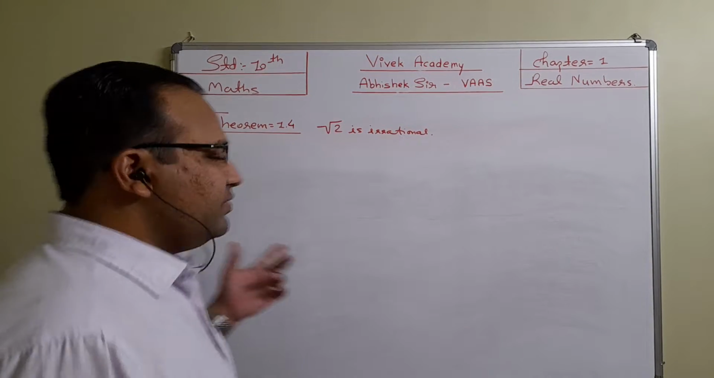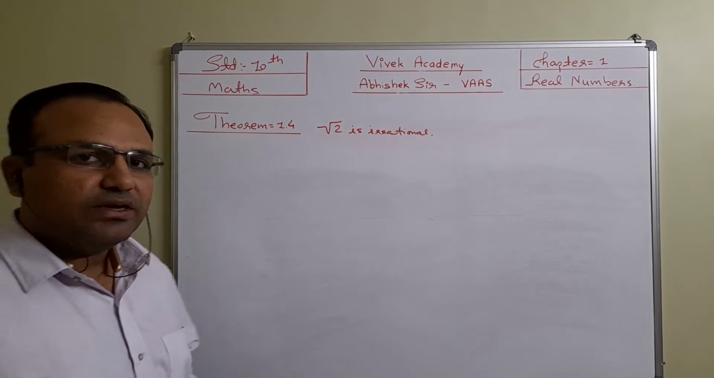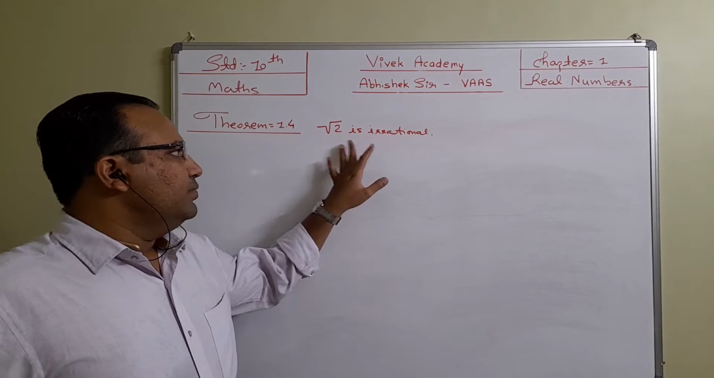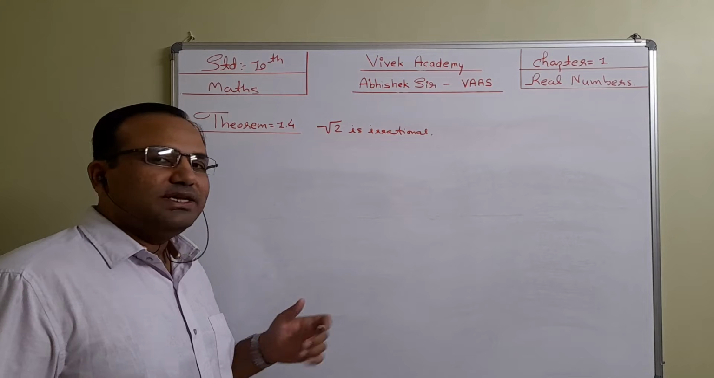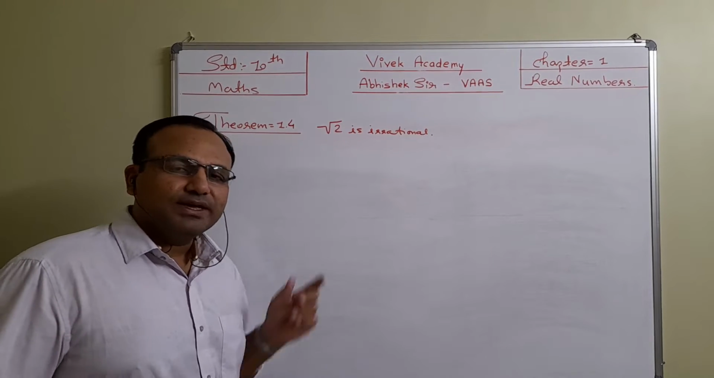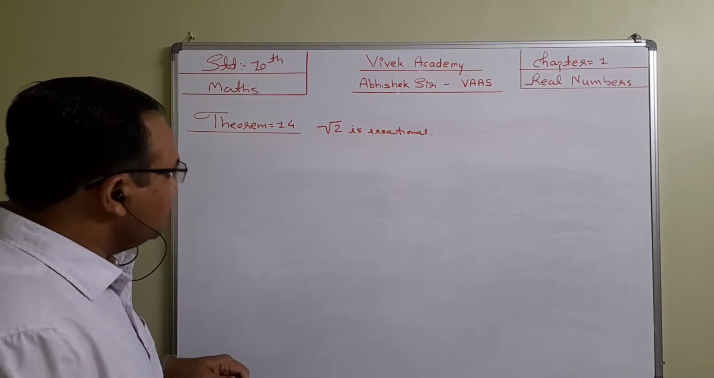Now theorem 1.4 is given. What is given in theorem 1.4? Root 2 is irrational. So the proof that root 2 is irrational is given. How is the proof working? Let's see.